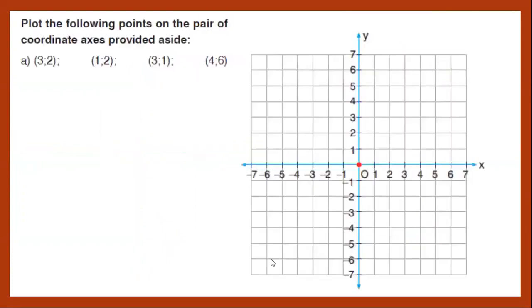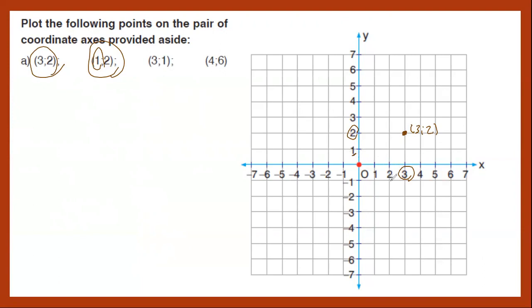this. Now, easily, the question just says to place the point on the coordinate system. Let's do it. Plot the following points on the pair of coordinates provided aside. Point A, the first one, 3, 2. 3 is on the x-axis and 2 from the y-axis. Where they combine here. Easily. 3, 2. Look, no stress, nothing. The second one, 1, 2. 1 is on the x-axis, and then 2 is on the y-axis.